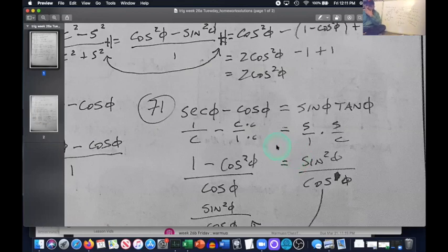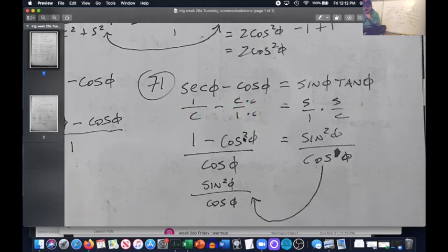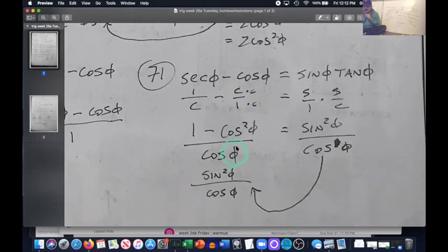All right, now this one, I went ahead and did the change to sine and cosine on both sides. Okay, so first I did that on the left side. So let's get a common denominator because that's a good idea. That gets us to here. And I notice on top, that's a 1 minus cosine squared, which is a Pythagorean identity.